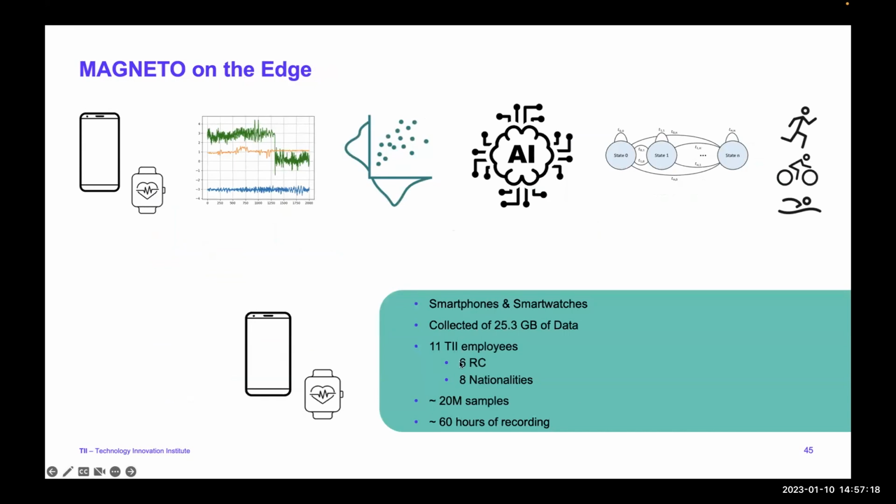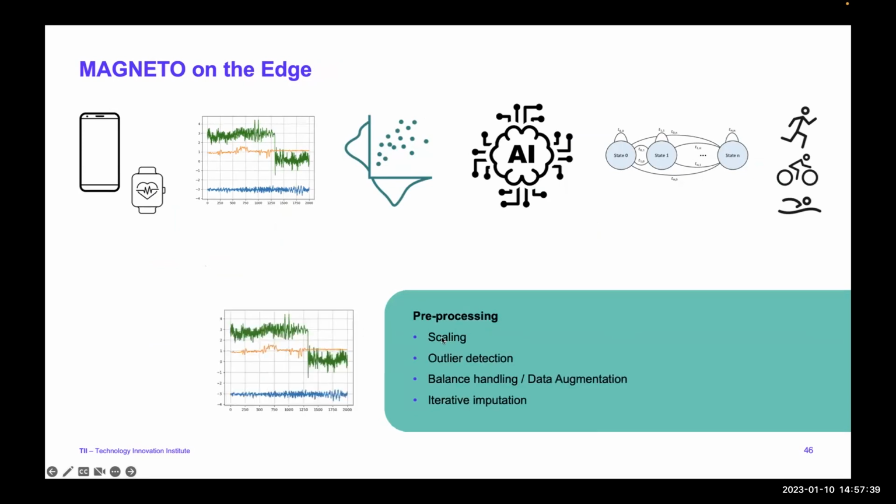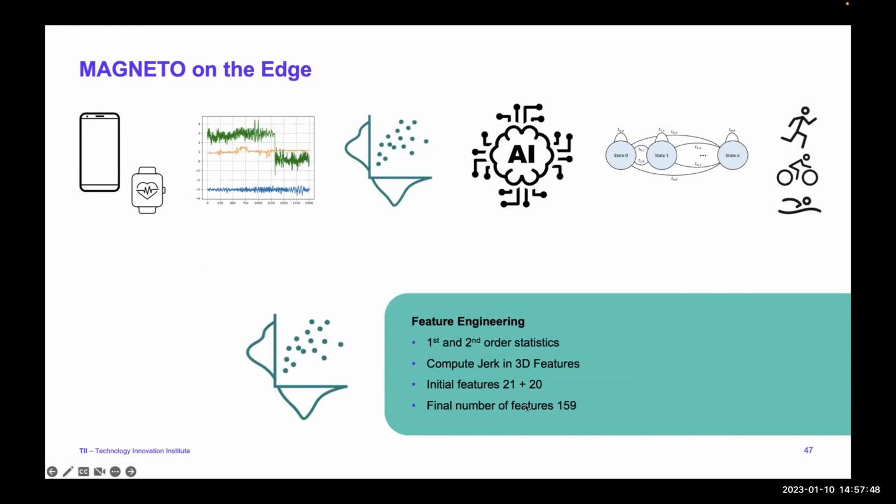All right, so we have built an application that we have implemented on the watch and the smartphones. We collected around 25 gig of data on different activities, using different people. We got around 20 million samples, which correspond to 60 hours of data. For the pre-processing, we have done the classical things: scaling, outlier detection, balancing the data, and so forth. We have done some feature engineering, creating features, and then we had a space of 41 initially that we later increased to around 160 features.